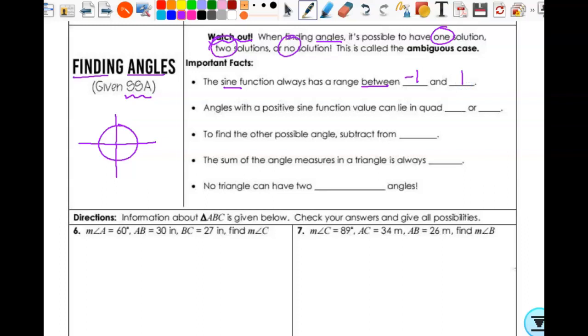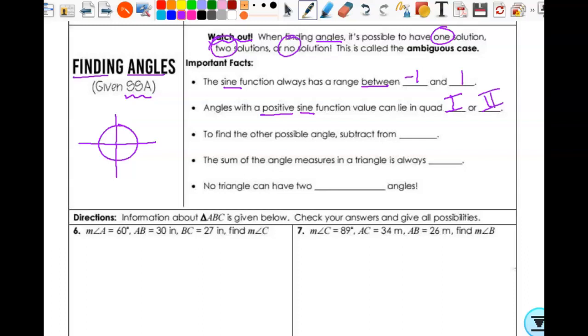All right, and then we know that angles with a positive sine function can lie in quadrant, well, everything's positive in quadrant 1. Where else is sine positive? 2, okay? So sine is positive in quadrants 1 and 2. So when we solve this, our calculator is going to give us an answer. Boom, we get us one angle. So we have to figure out how to find the other angle.